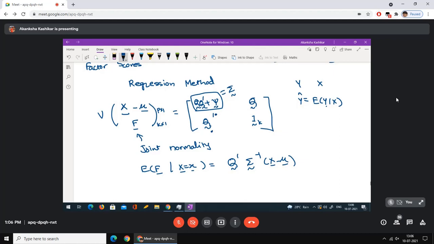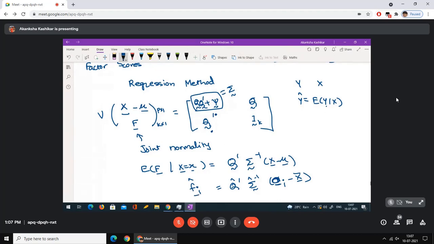Okay. So this is the conditional expectation, and hence we can use this to get factor scores. Factor scores are like expected values of the factors based on data. We don't know Q, but we know Q hat. So we will use Q hat prime, and then instead of sigma, we will use sigma hat inverse, and then the observed data. So for the ith observation, if I want the factor score, then I'll take the ith observation minus the mean. This is how I get the estimate of the ith factor score.